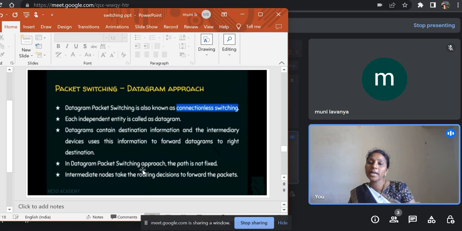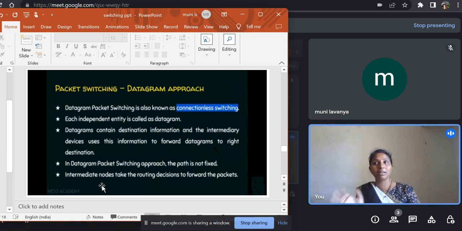In the datagram packet switching approach, the path is not fixed. However, in the virtual circuit approach, we fix the path. In the datagram approach, the path between sender and receiver is not fixed, and the intermediate nodes take the routing decisions on how to forward the packets from sender to receiver. It is somewhat clumsy, but you will get clarity in the next slides.